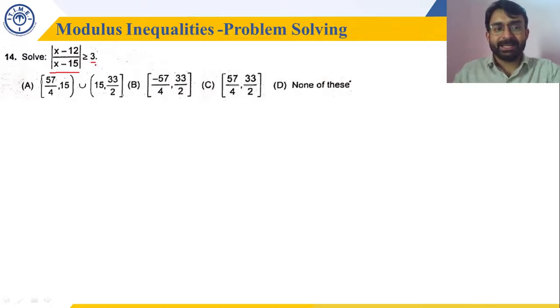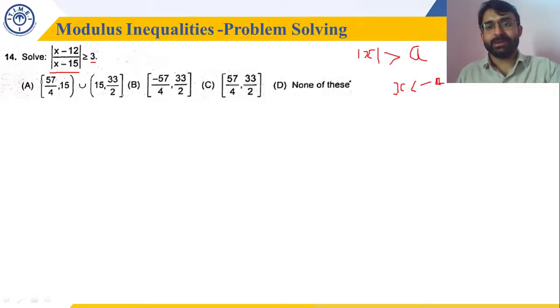mod x is greater than a, that means x has to be less than minus a, or x has to be greater than a. We can easily understand this. If mod x is greater than a, then x has to be less than minus a or greater than a. So we have to make two cases.